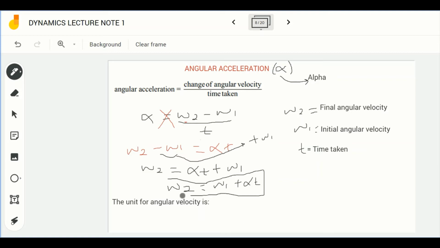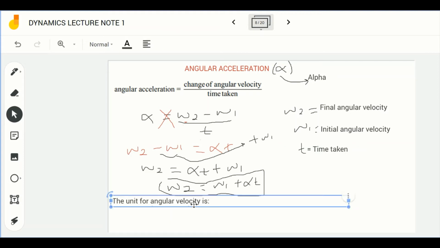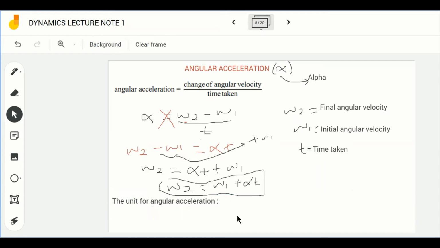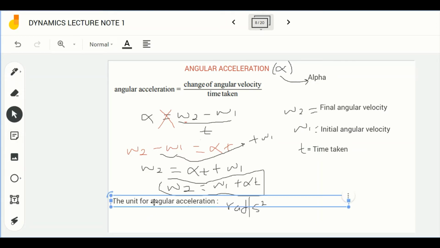This is our equation again for angular acceleration. And please note that the unit for angular acceleration is rads per second squared. This is the unit for angular acceleration.